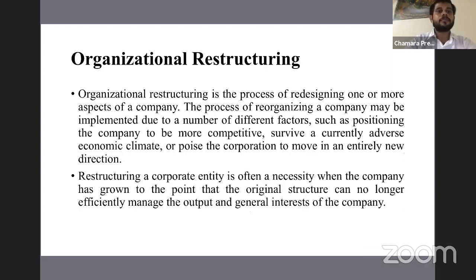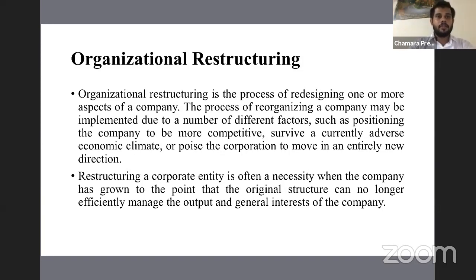And finally, we came to organizational restructuring. Once we design the organizational structure, let's take a look at what this slide explains. Organization restructuring is the process of redesigning one or more aspects of a company.